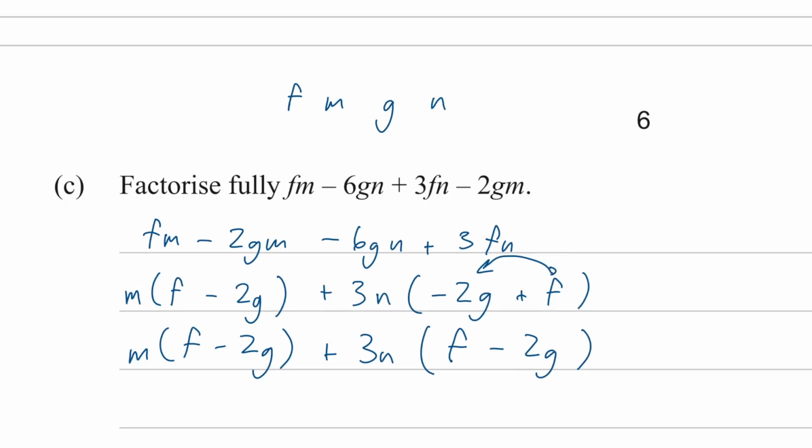And so now we can look at this whole expression and ask, all right, what's the common factor? Well, it is f minus 2g, right? That whole bracket is a factor. So we pull that out the front. And f minus 2g times what gives us m times f minus 2g? Well, that's just m. And then f minus 2g times what gives us 3n times f minus 2g? Well, that is plus 3n.